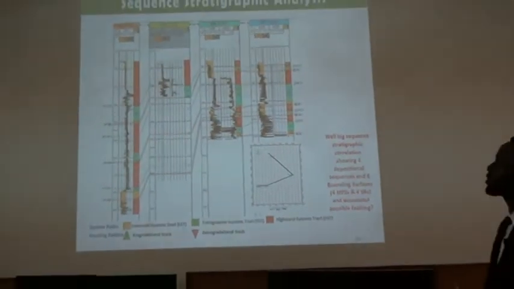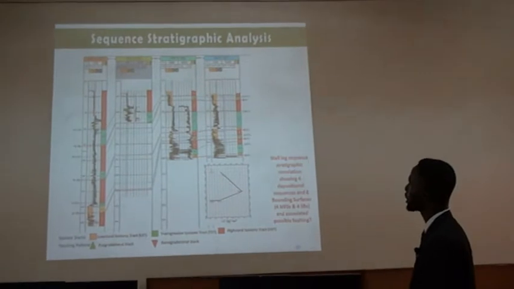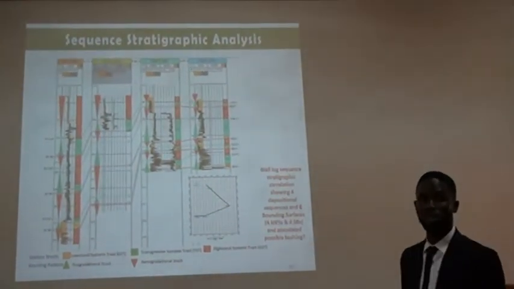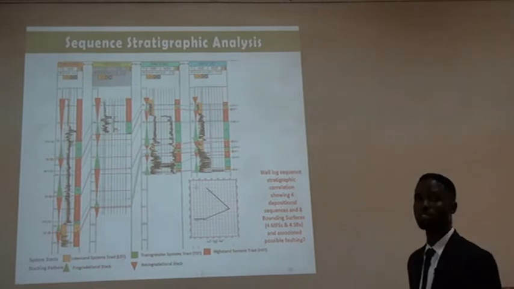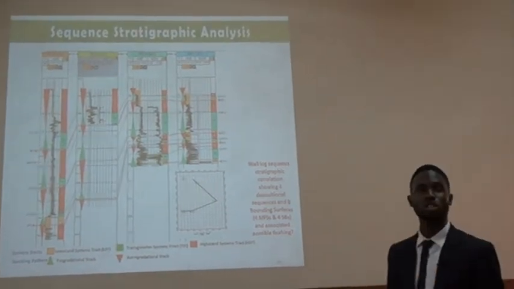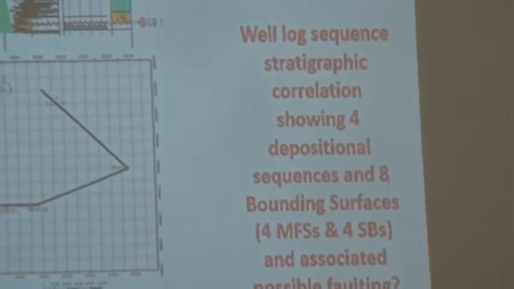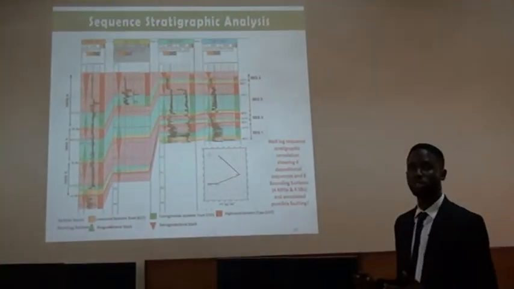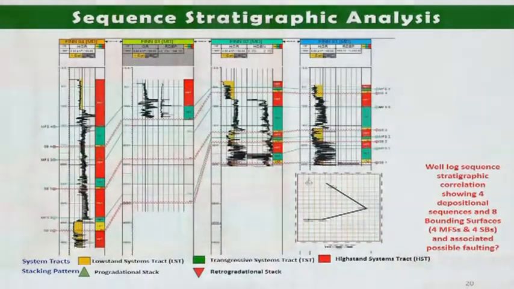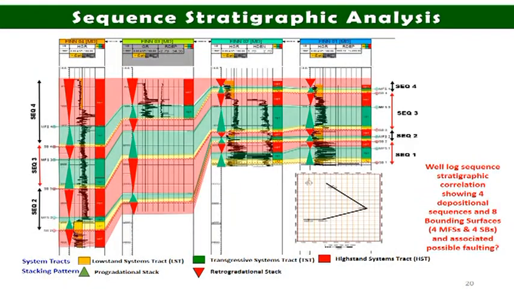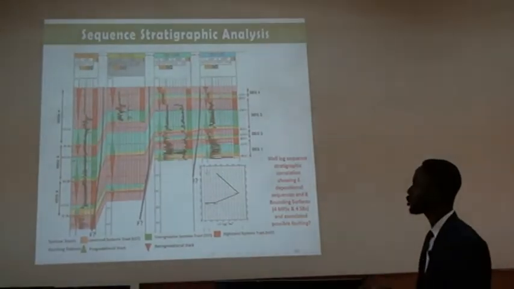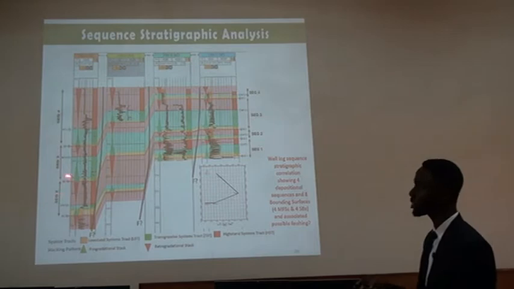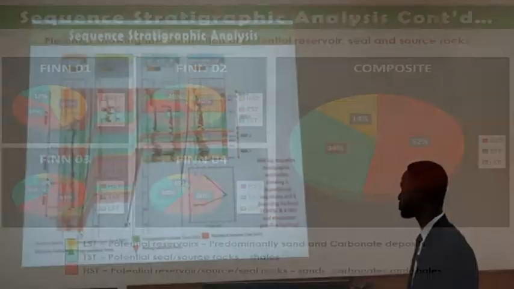We also went on to carry out sequence stratigraphic analysis. Now this analysis was done with the stacking pattern from our gamma ray log, and we were able to unravel 8 bounding surfaces, which included 4 maximum flooding surfaces and 4 sequence boundaries. Now these boundaries were used to define depositional sequences, and we arrived at 4 depositional sequences in total. Each sequence contained the key systems tracts. Within each, we had a lowstand, transgressive, and highstand systems tract. Faulting was also attributed to the subsidence that was seen towards the north.